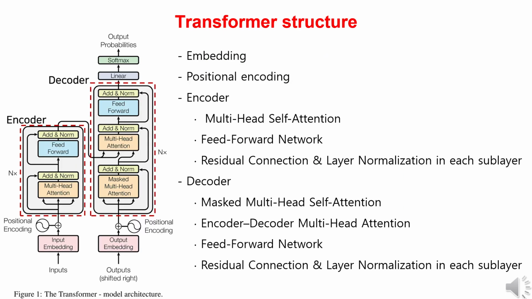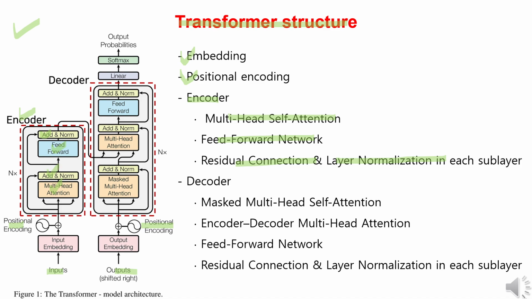The figure you see here shows the overall architecture of the transformer, as presented in the Attention is All You Need paper. The input sentence is first converted into vectors through an embedding layer, and positional encoding is then added before the data is passed to the encoder. The encoder is made up of multiple identical layers, and each layer consists of multi-head self-attention and a feed-forward network, with residual connections and layer normalization applied to every sublayer.